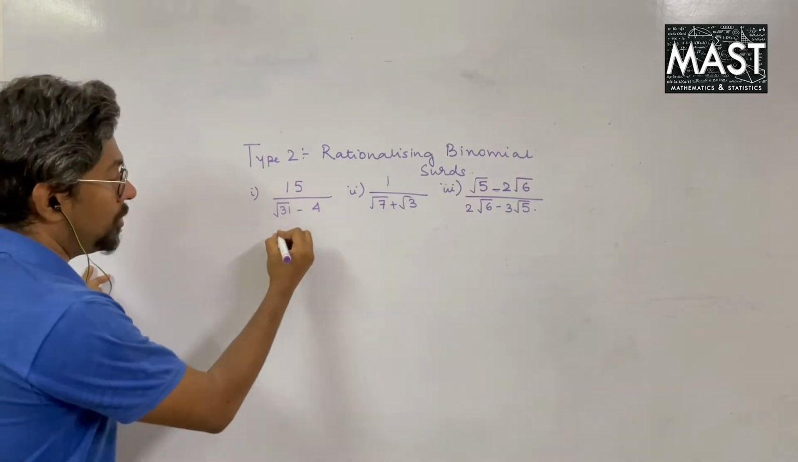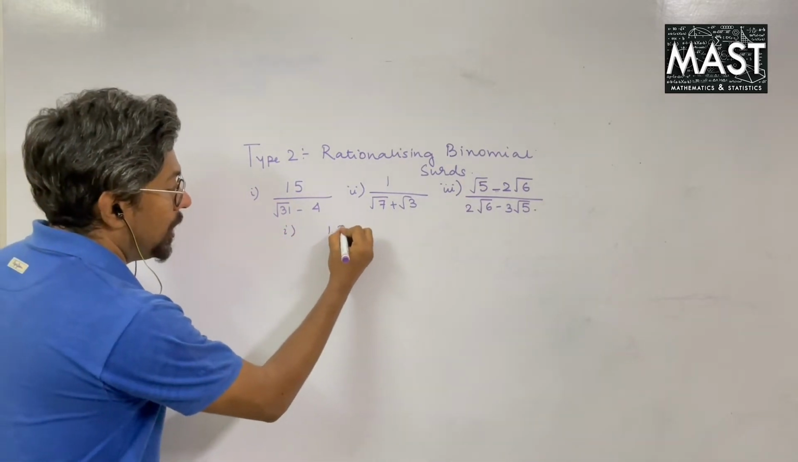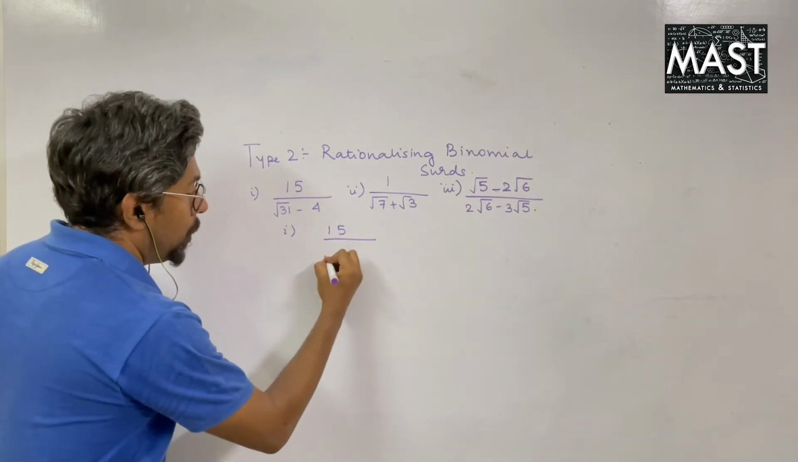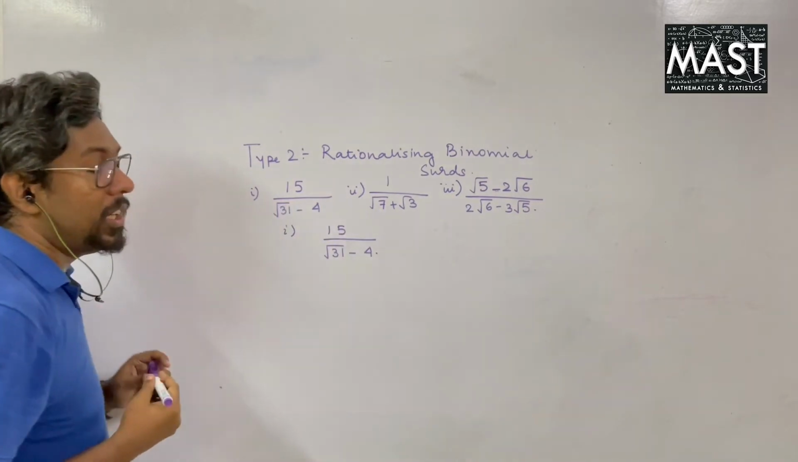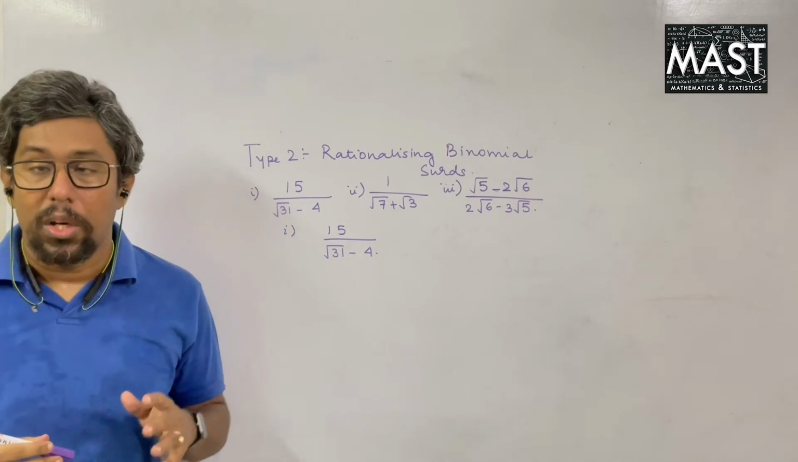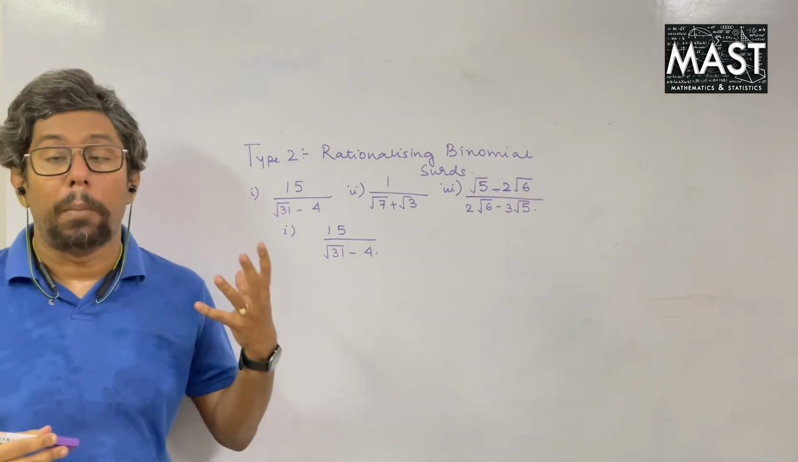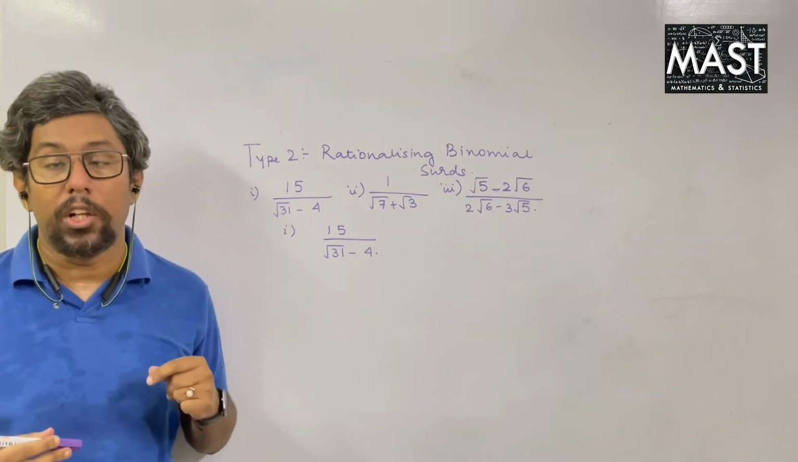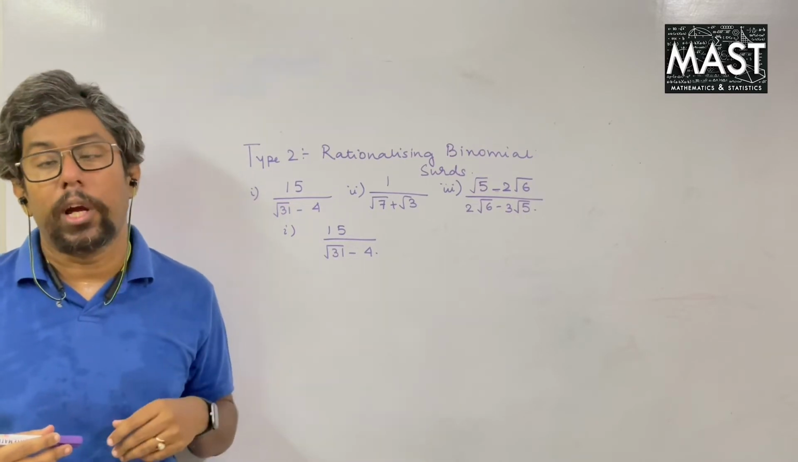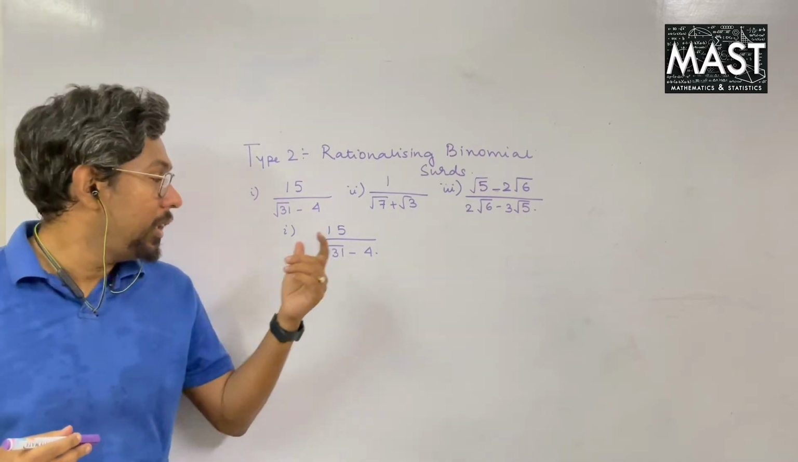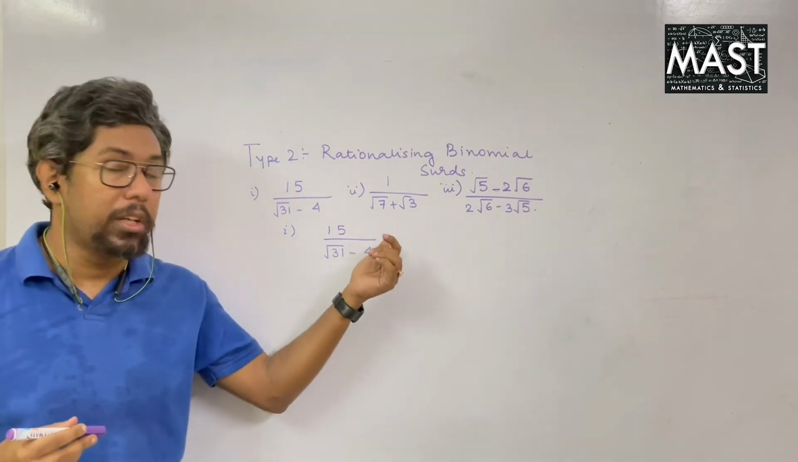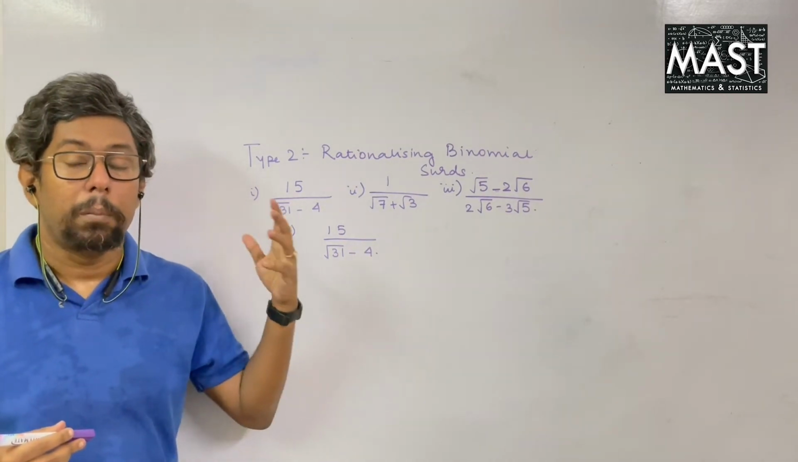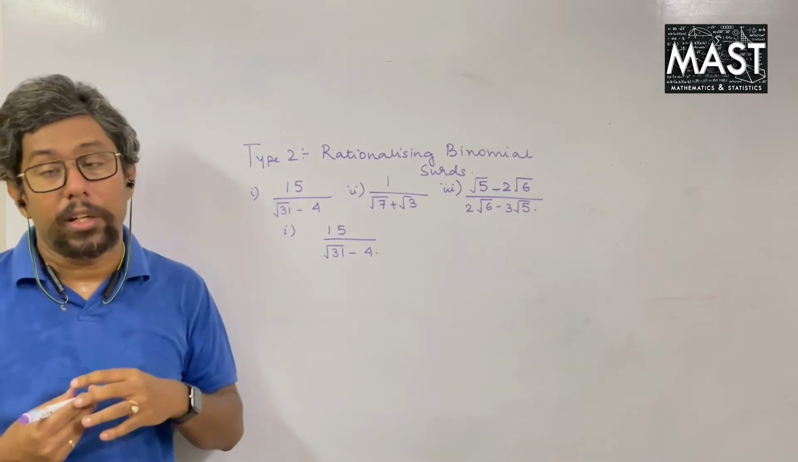So let us start off with the first part, which is 15 by root 31 minus 4. In these kind of questions, we have to multiply the numerator and denominator by conjugate surds. I repeat, in these questions, we have to multiply and divide the numerator and denominator by the conjugate surds.